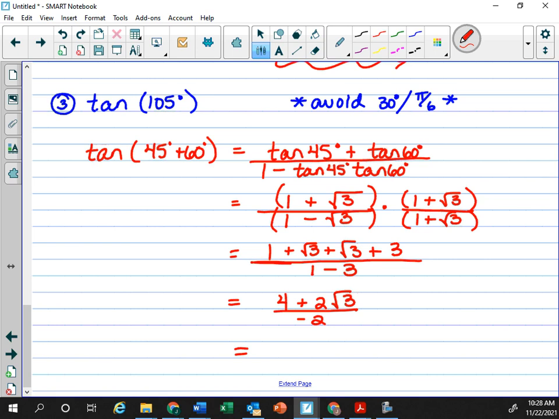So what am I left with? Negative 2 plus square root... close. Minus root 3, because you're dividing both of them by a -2. So it's -2 minus root 3.